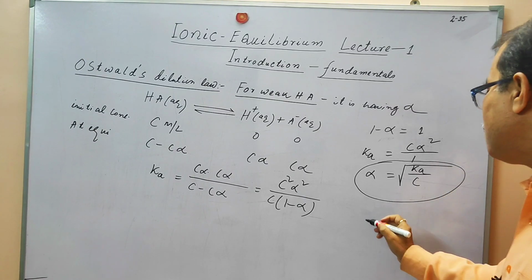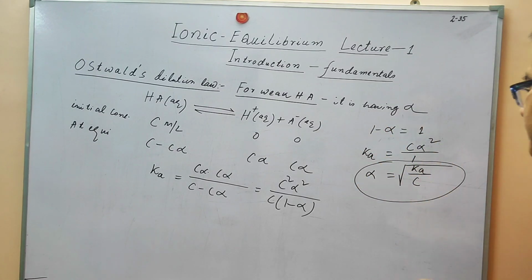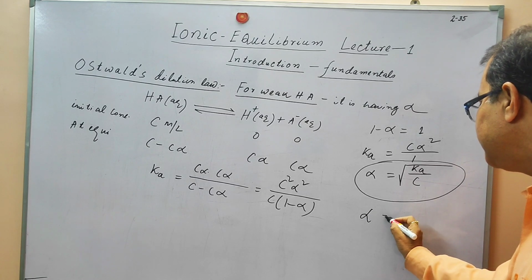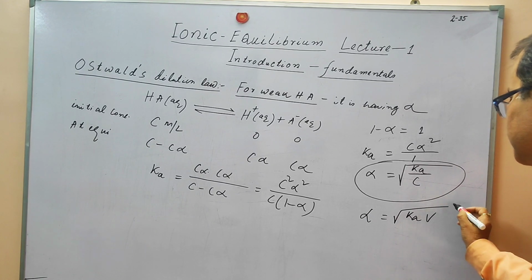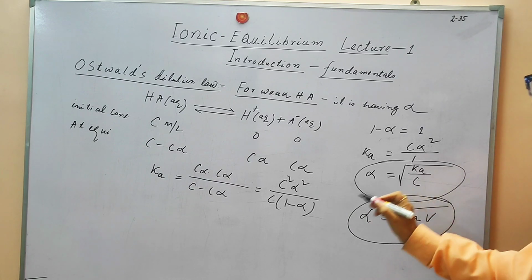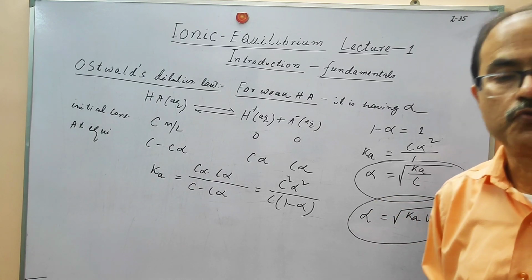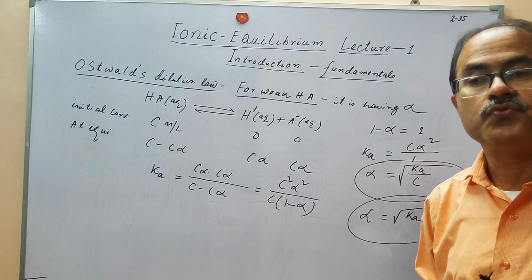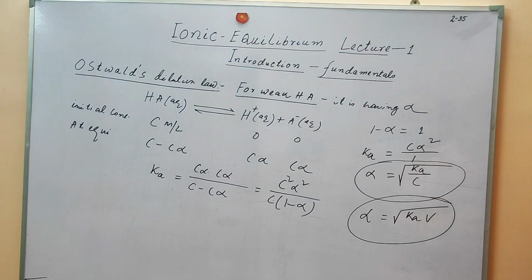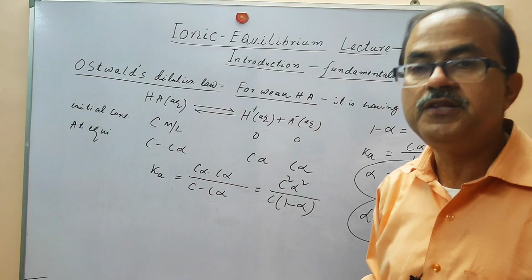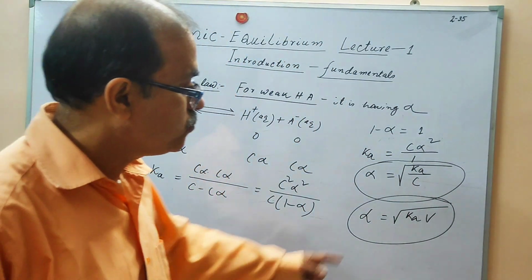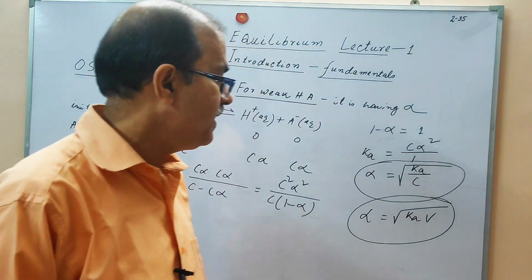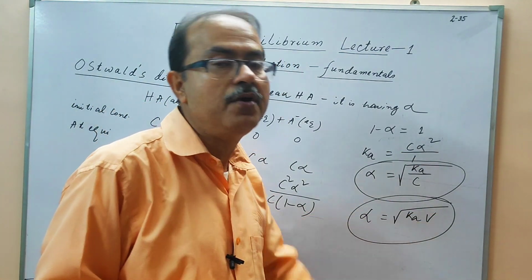Suppose we have taken 1 mole and the volume is V, then it can be further written as the root of K into V. That shows the degree of dissociation is directly proportional to the square root of the volume. So you can understand this very important relationship between the degree of dissociation and the concentration, and also the dissociation constant K, and here also you can see the volume.